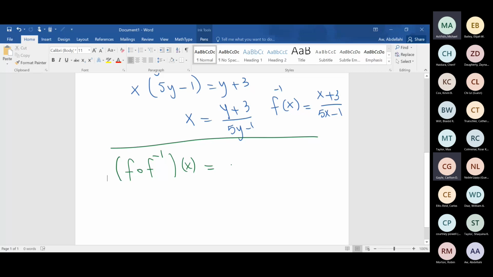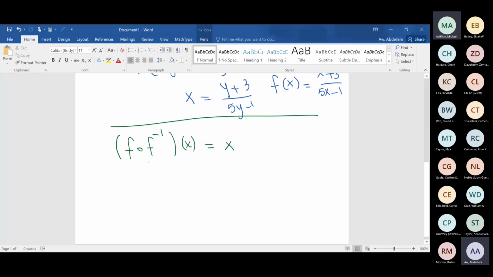Zero? No, it's not zero. The x, exactly, the x, because they're gone. What f minus 1 did to x, f undid. So x will be left. And it's going to be the other way around also. If we say f minus 1 circle f of x, they're going to cancel out. It doesn't matter which way, they just cancel out.